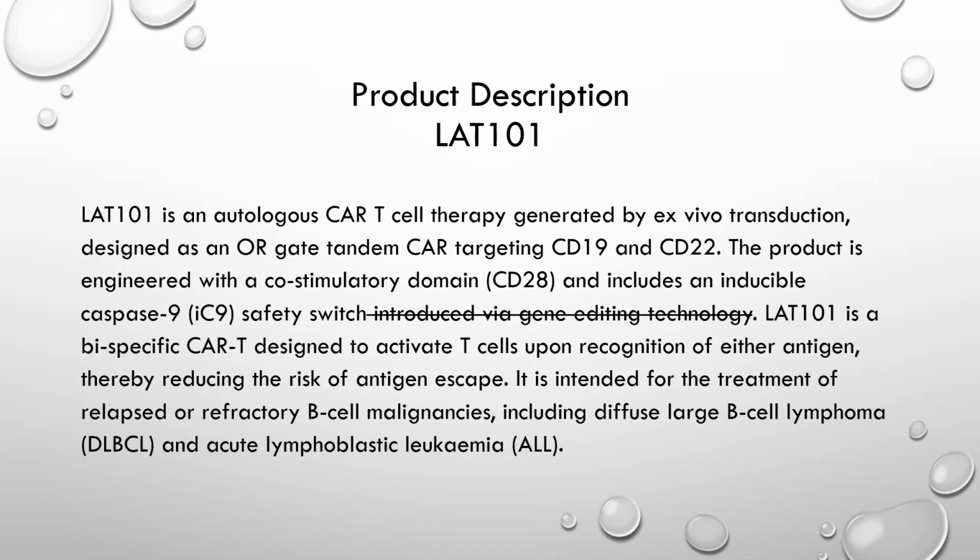It is intended for the treatment of relapsed and refractory B-cell malignancies, including diffuse large B-cell lymphoma and acute lymphoblastic leukemia. So it can be part of a treatment program. In acute lymphoblastic leukemia, the overall intention is to go for hematopoietic stem cell transplantation, and this can be the initial step to remove all of the cancer cells in the first instance, and then enable the stem cell transplantation.